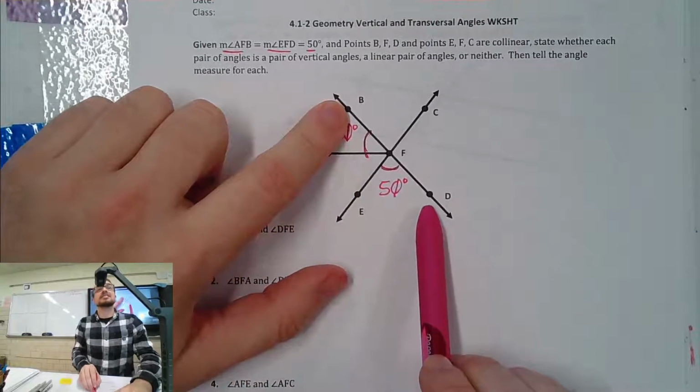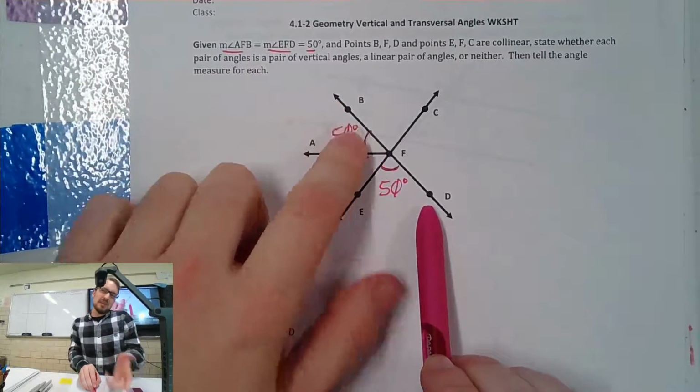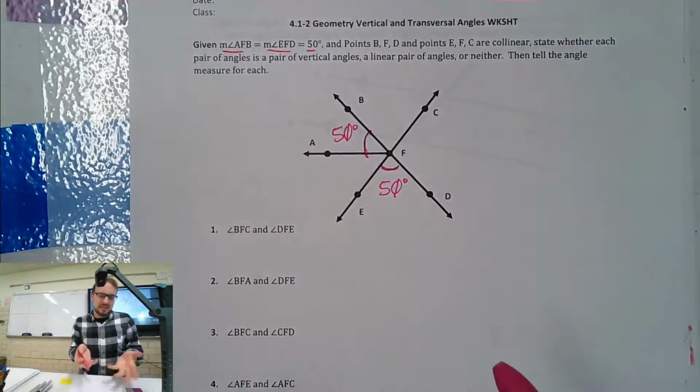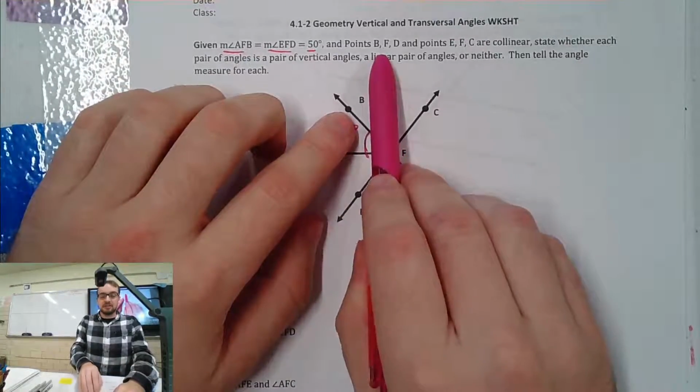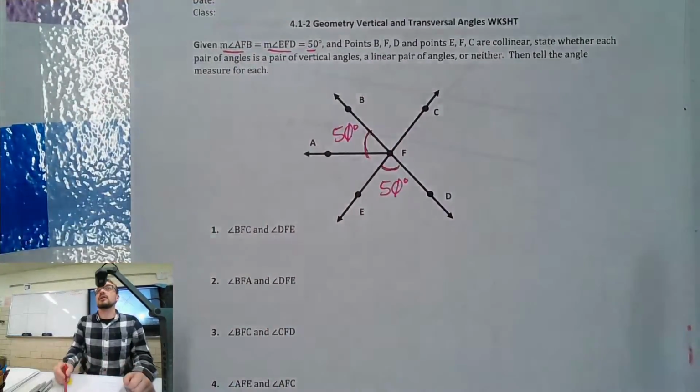BFD here is a straight line. It looks like it, but maybe it's bent a little bit. It's kind of hard to tell. If I look at it this way it's sort of bent, but otherwise it looks straight. But if they tell you it is, then you're good. BFD is a straight line. EFC is a straight line. Wonderful. That's all that means.